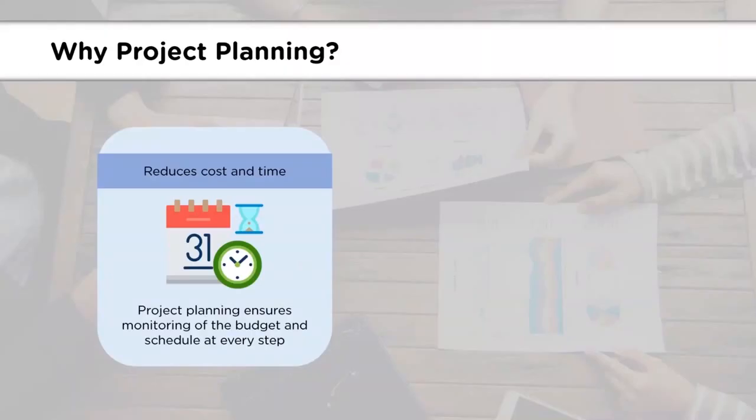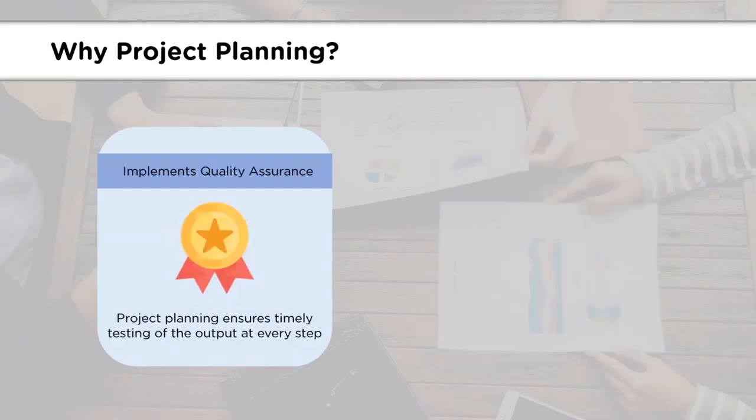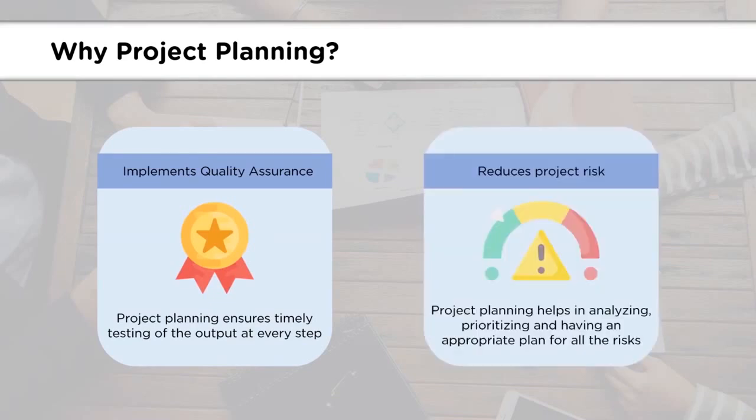Now, when we know about project planning and its fundamentals, it's time to see why project planning is so important. Project planning reduces the cost and time of the project as every step is monitored and optimized in the best possible manner. Project planning increases employee satisfaction as every employee who is a part is engaged in the team for improved project performance. Project planning helps in the implementation of quality assurance as the output of every step is duly tested. Lastly, project planning helps in reducing project risk as planning helps to analyze, prioritize, and deal with that risk.